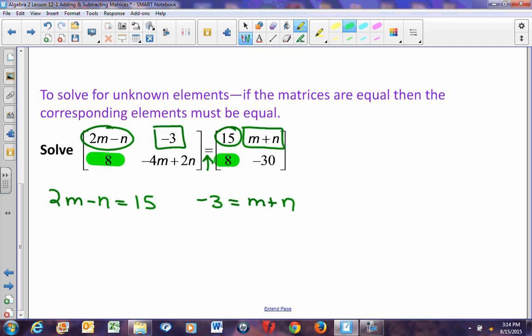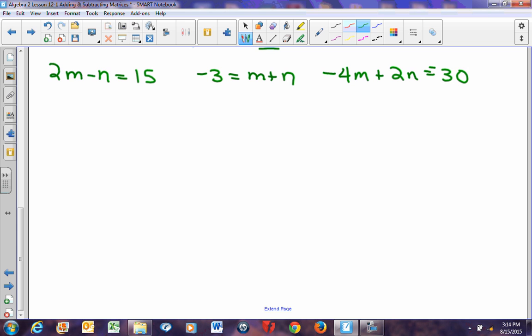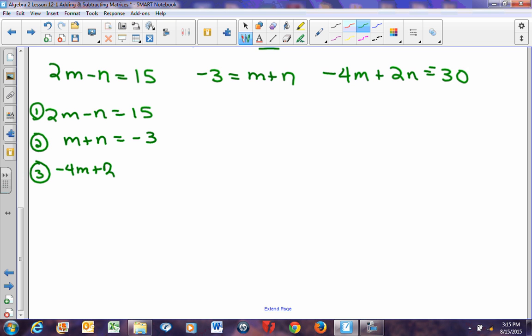And last but not least, I can look at my last section, which would be right here, and I would have -4m plus 2n equals 30. Oops, -30. I almost forgot my negatives. All right, now I have 3 equations, right? Which means I can solve them for any one variable. It's probably easier if I would list them one on top of each other. So I have 2m minus n equals 15. I will call that equation 1. Equation 2 I will call m plus n equals -3. And equation 3 I will call -4m plus 2n equals -30. So there I have my 3 equations.